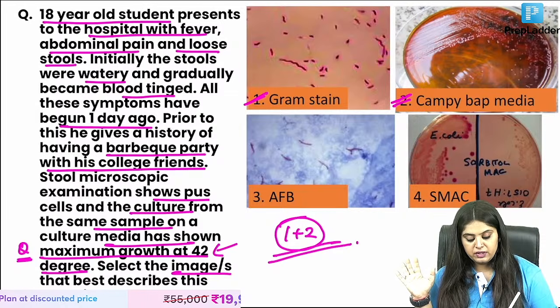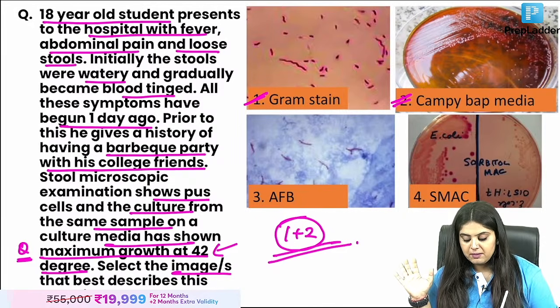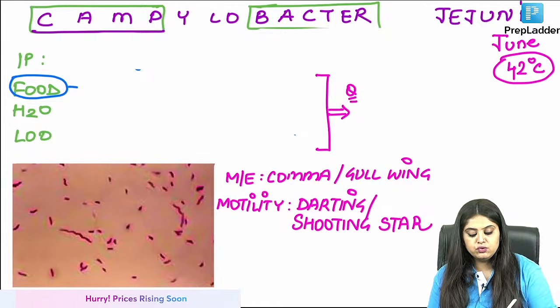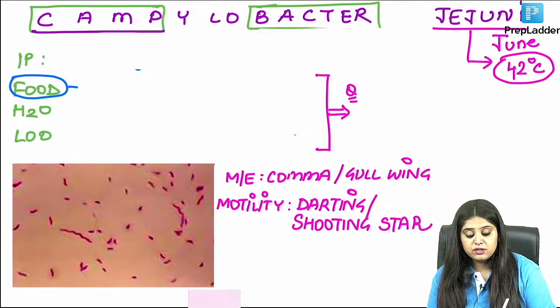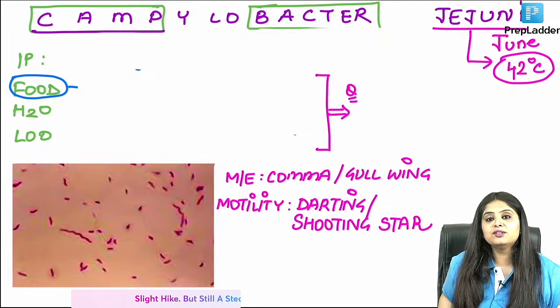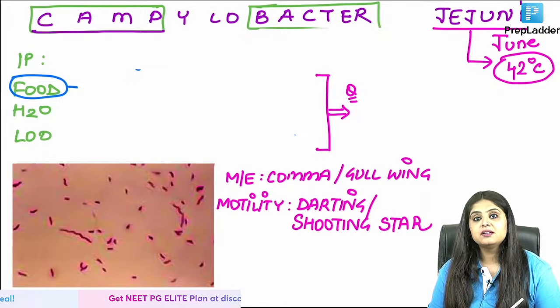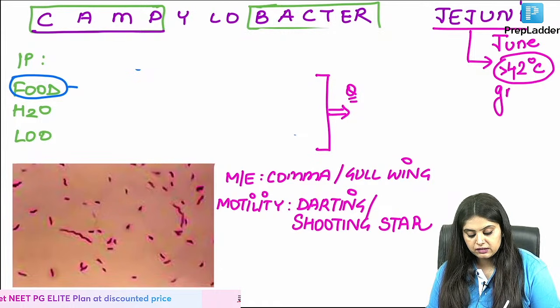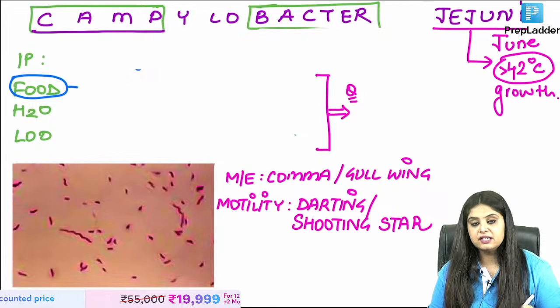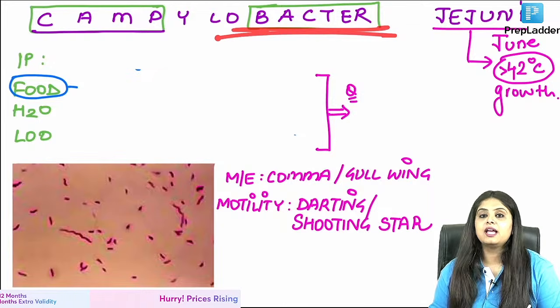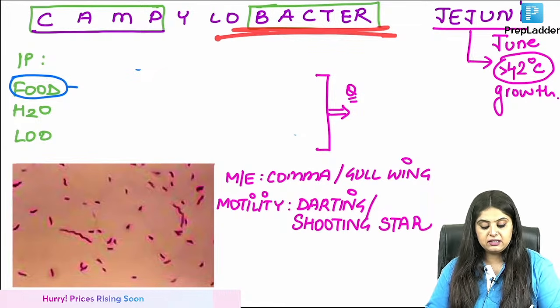Now coming to what all did I talk about? When I talk about Campylobacter jejuni, firstly the jejuni will tell me about the June ka mahina. Earlier we used to say June ka mahina will have 42 degrees, although now even March and April have 42 degrees. That's a separate issue. But remember that the growth of this organism is going to happen at June ka mahina, that is going to be 42 degrees.